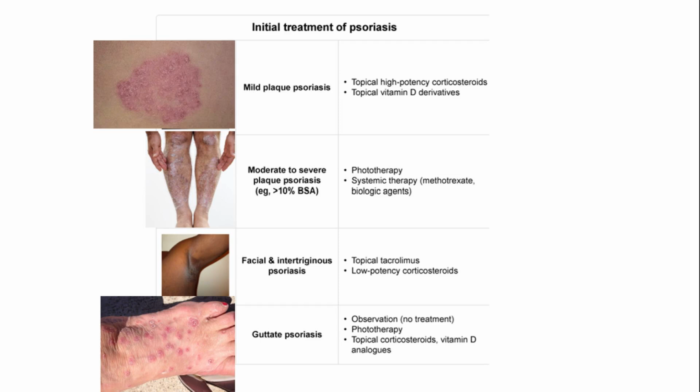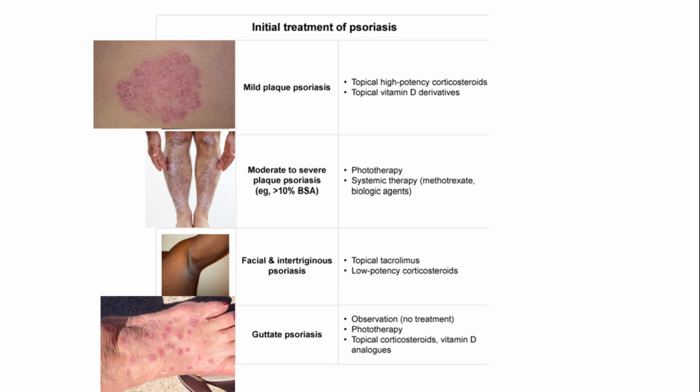Mild plaque psoriasis, for limited disease: the first-line treatments are topical high-potency corticosteroids and topical vitamin D derivatives. Moderate to severe plaque psoriasis: when the body surface area involved is greater than 10%, systemic therapy is often needed. Options include phototherapy and systemic therapy such as methotrexate or biologic agents.